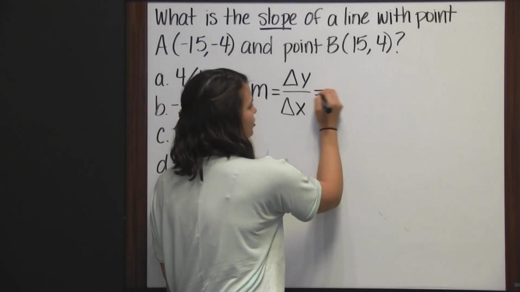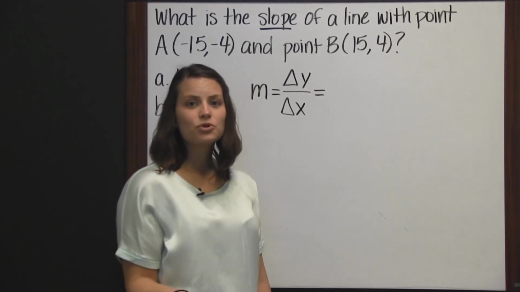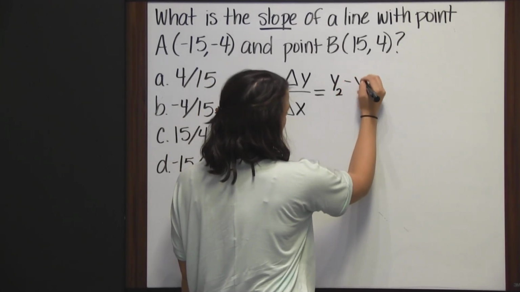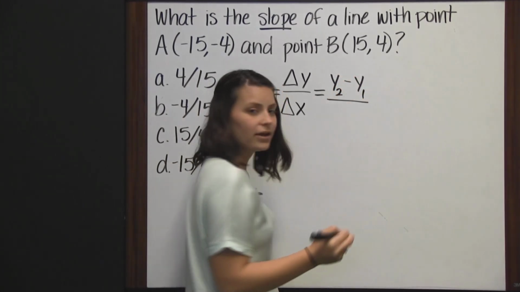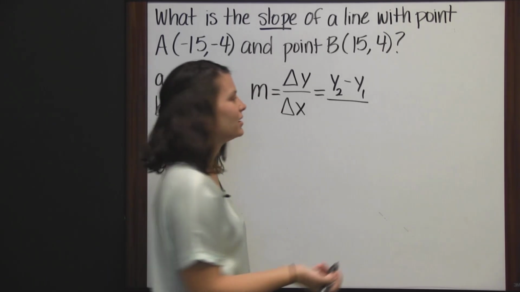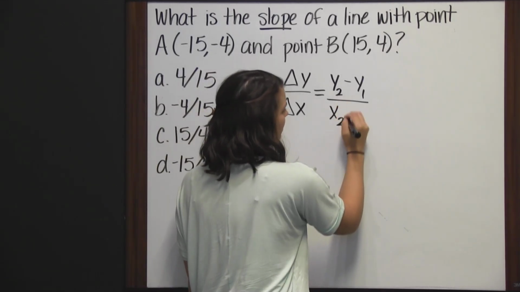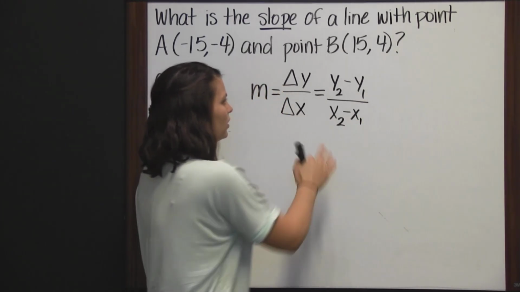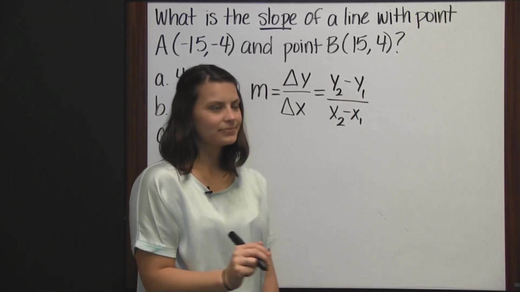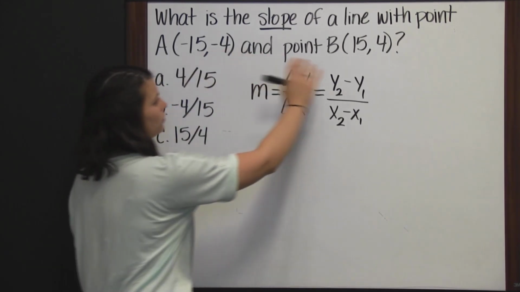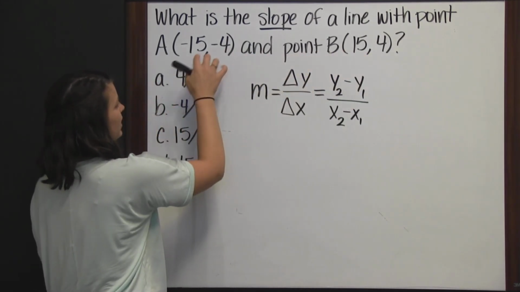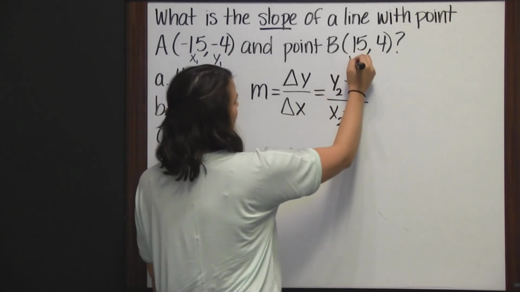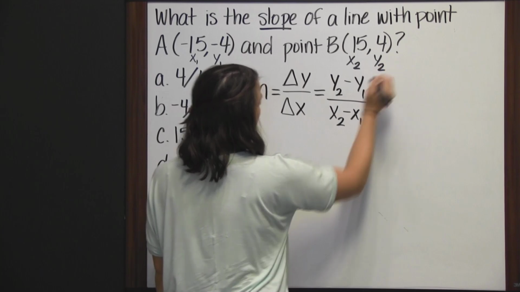To find the change in y, you must subtract the y coordinates. So y2 minus y1. Likewise, to find the change in x, you must subtract the x coordinates in the same order. So x2 minus x1. Now where are these? Well, we were given 2 ordered pairs. So that means we have an x1 and a y1 and an x2 and a y2.